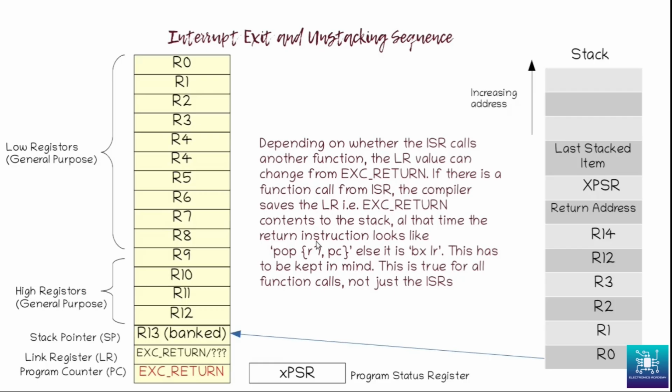So this code actually, you will see, depending on whether a function is calling another function or not, the style of return changes. If it's calling another function, the return looks like pop R7 PC, else it becomes BX LR. BX LR would mean the compiler is assuming that the return address is whatever is in the link register. Even for an ISR, if the ISR is not calling any function within its body, it is going to be BX LR, because at that time LR is going to retain the EXC return value. And this is true for all function calls, not just ISRs. Okay.